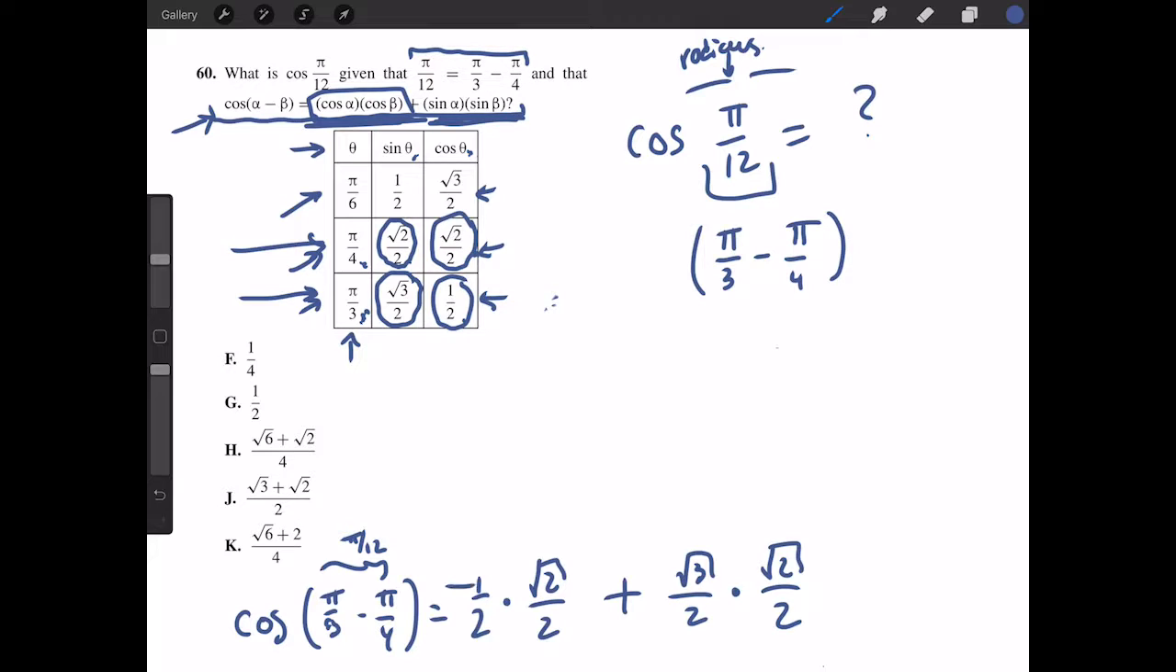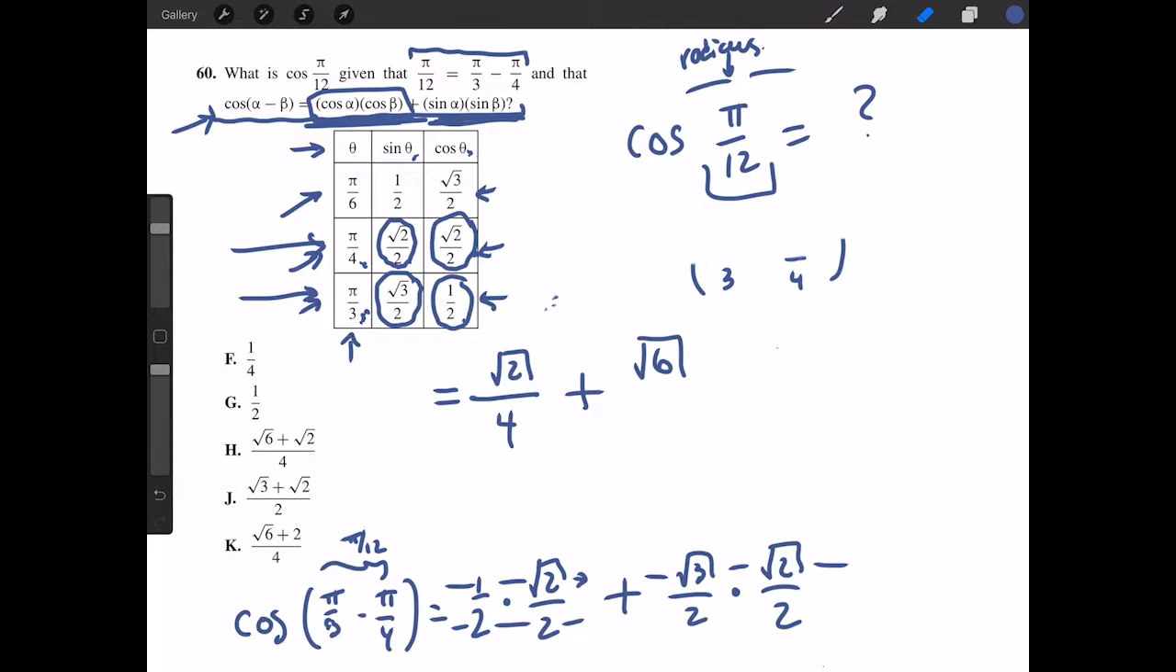How much is 1/2 times square root of 2 divided by 2? Well, when you have fractions multiplying, they're easy to multiply. You just multiply straight across. So this is going to be equal to 1 times the square root of 2 is simply the square root of 2 divided by 2 times 2, which is 4. Plus, and then square root of 3 times the square root of 2 is the square root of 6.